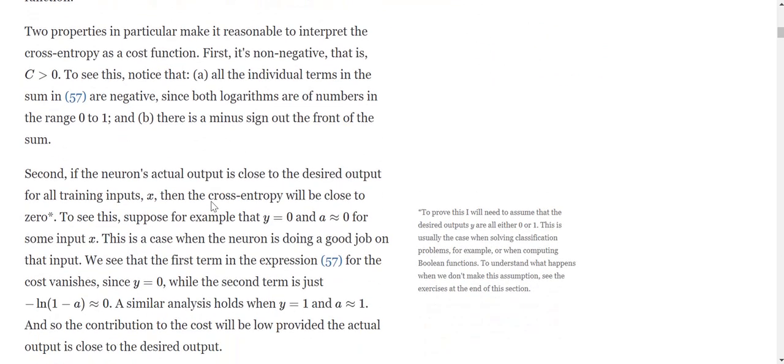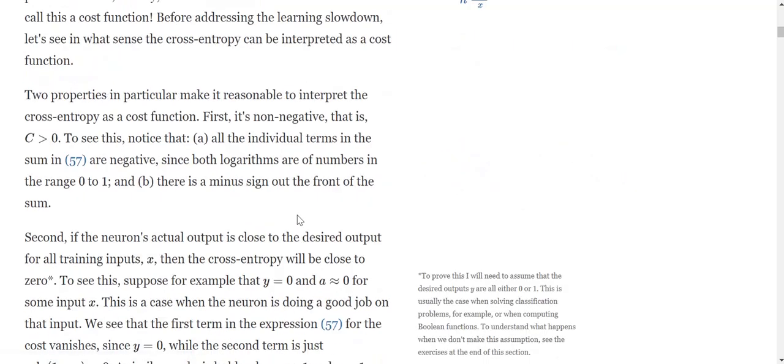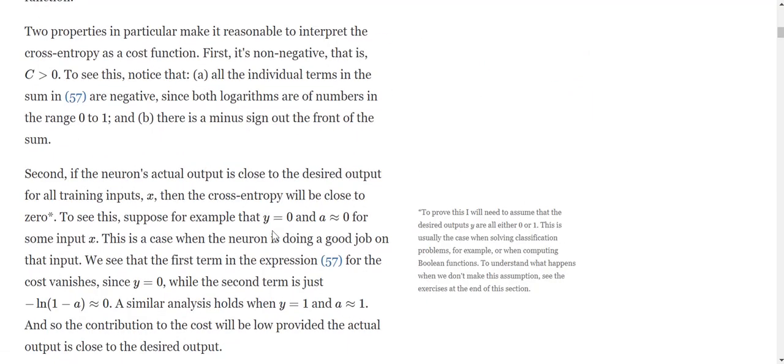Second, if the neuron's actual output is close to the desired output for all training inputs x, then the cross entropy will be close to 0. To see this, suppose for example that y is 0 and a is approximately 0 for some input. This is a case when the neuron is doing a good job on that input. It wanted to predict a 0 and it's approximately predicting a 0. We see that the first term in expression 57 for the cost vanishes since y is 0. This term is 1 minus 0, which is 1, but this is ln 1, and ln 1 is 0 again. So the entire cost is 0.